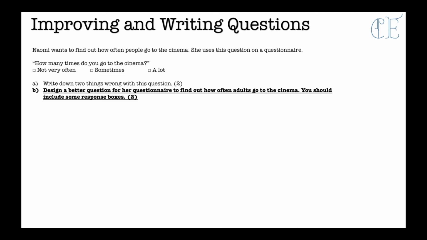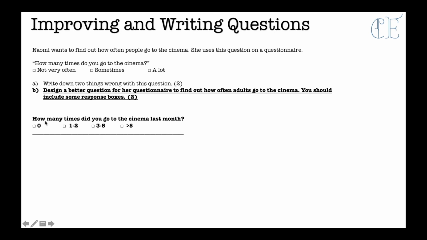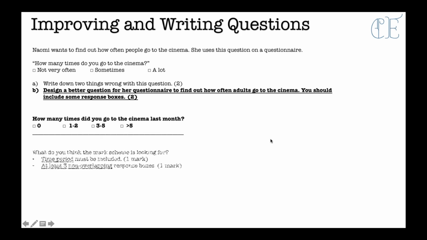So for question A, write down 2 things wrong with this question. I've done B first anyway. How many times did you go to the cinema last month? So she has a time frame. She has clear boxes: 0, 1 to 2, 3 to 5, more than 5. It's very unlikely someone's going to go to the cinema more than 5 times a month. Well, to me it is anyway. So 2 things wrong with her question.